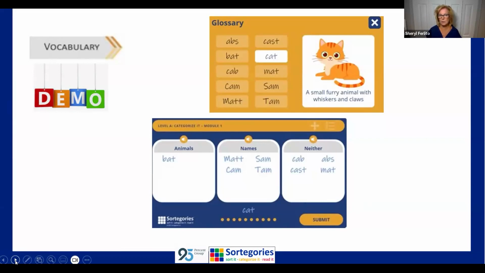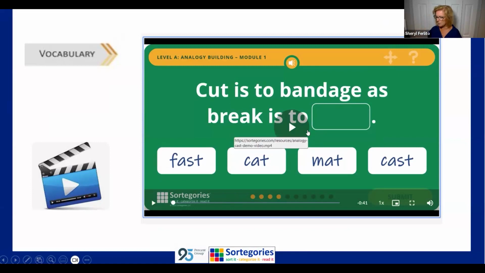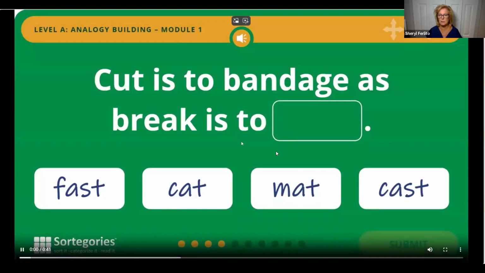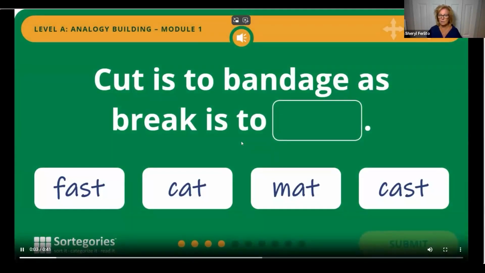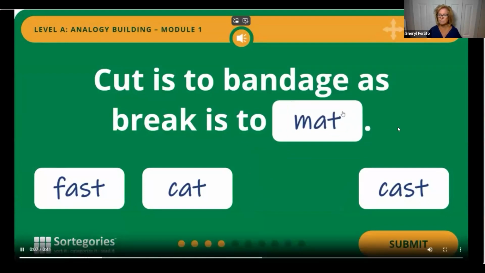So that is vocabulary. That is in row 2. That is talking about word meaning. We also have analogy building, which is higher level thinking. And if you're looking to challenge some kids, "Cut is to bandage, as break is to..." It's a great place to challenge kids.